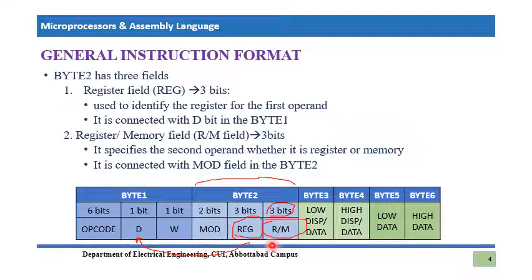It is connected with the mode field like this. How it is connected, we are going to discuss in coming slides, but we must know that the reg field is connected to the D field and the r/m field is connected to the mode field. The mode field is a combination of 2 bits, and we are going to see what possible options are available for the mode field.